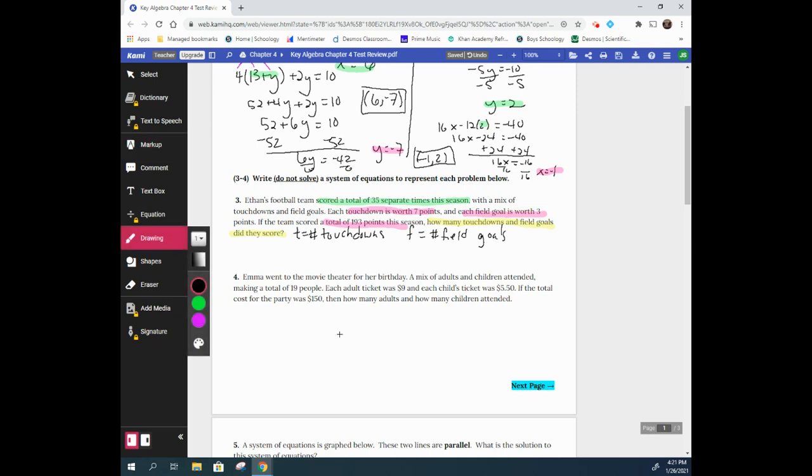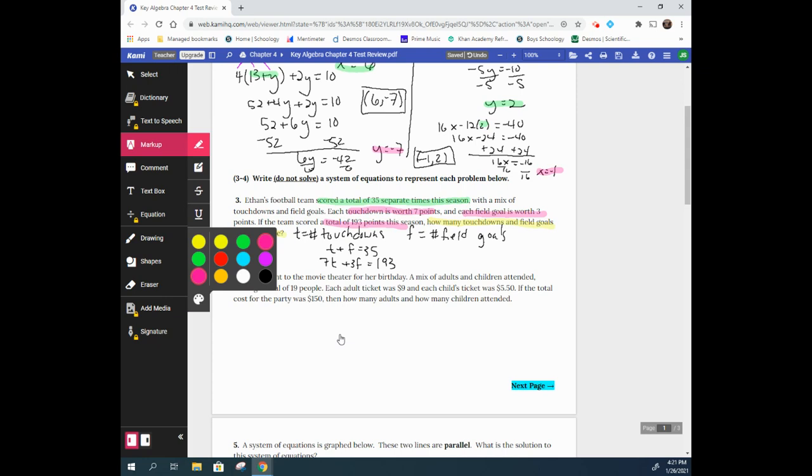So the total of 35 separate times, that was a combination of field goals and touchdowns. So I could write an equation that the number of touchdowns plus the number of field goals equaled 35. And then each touchdown is 7 points. So 7 times each touchdown plus 3 times each field goal gave us a total of 193 points. So you kind of want to group like things. So here, everything having to do with score, and here everything having to do with quantity.